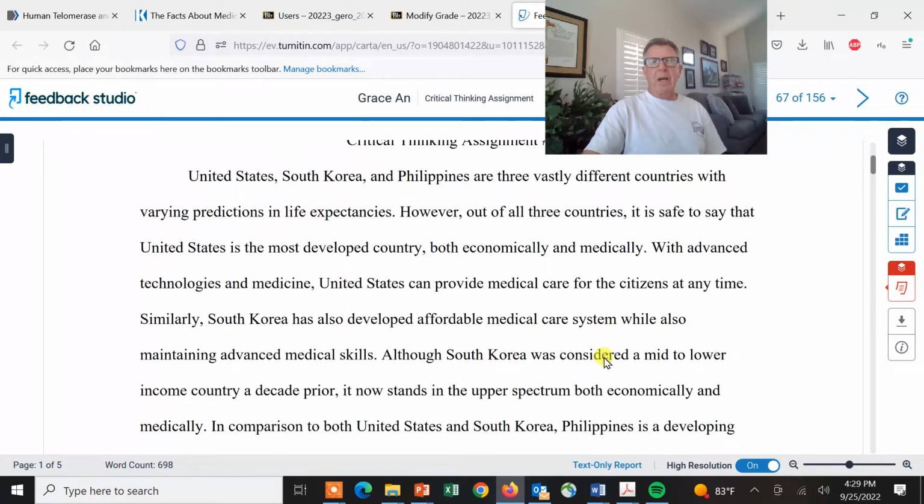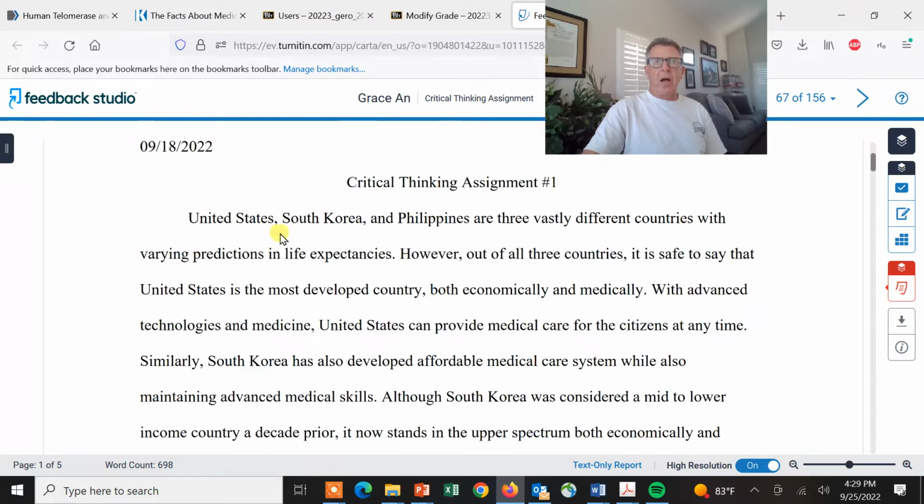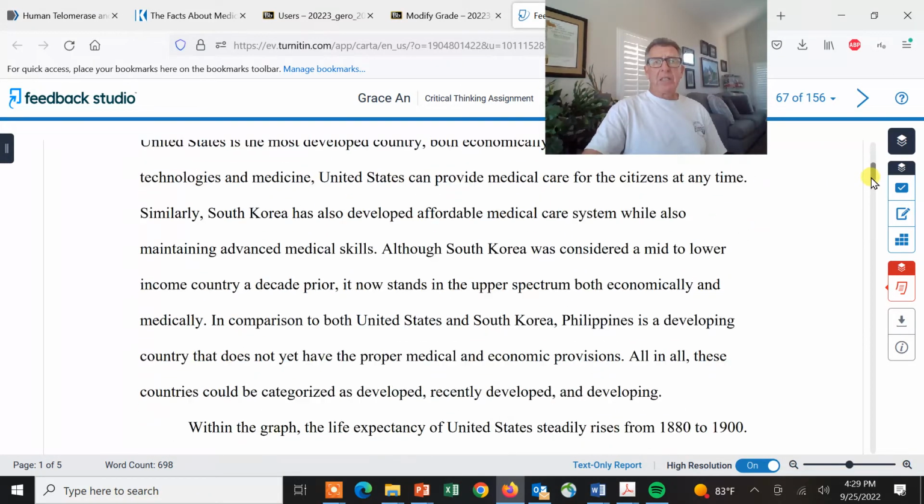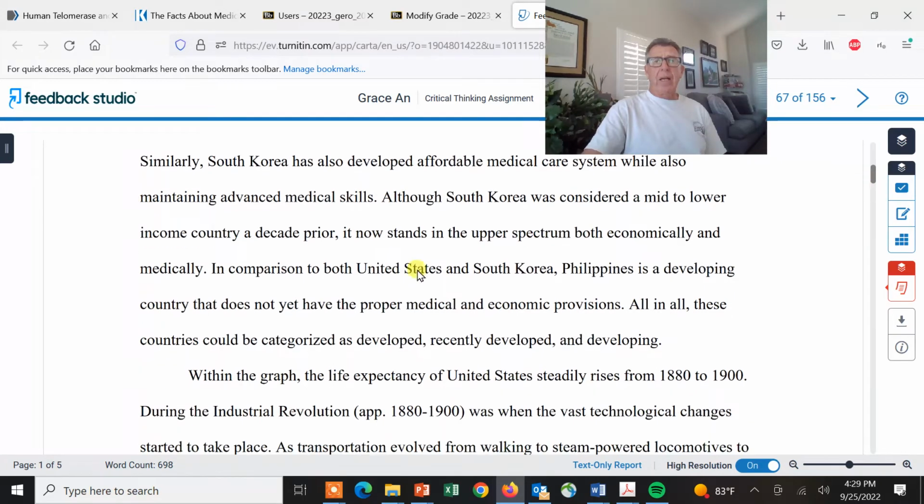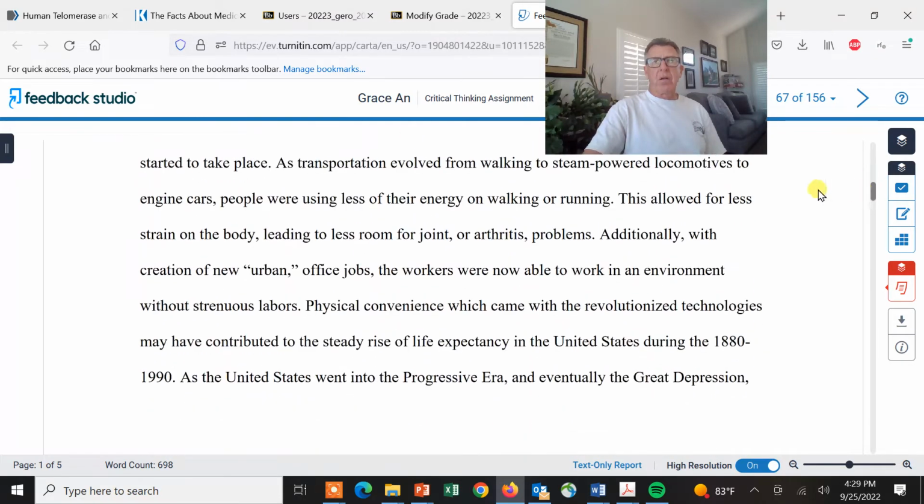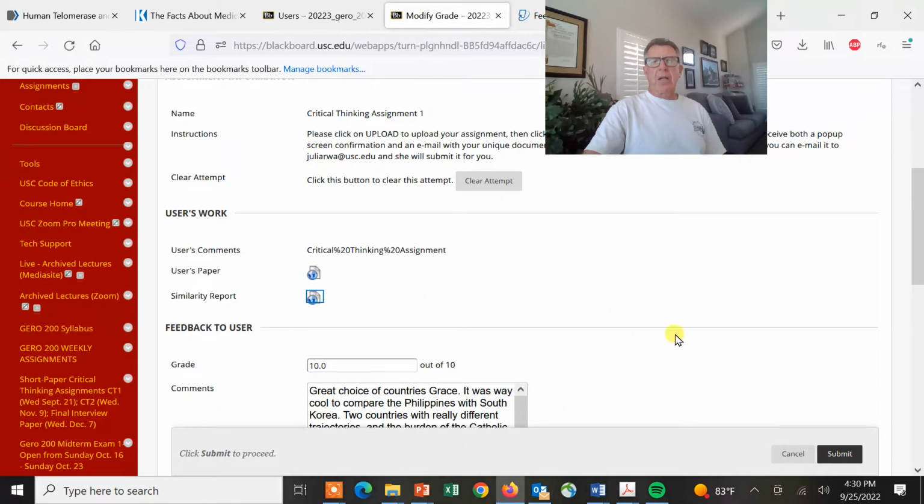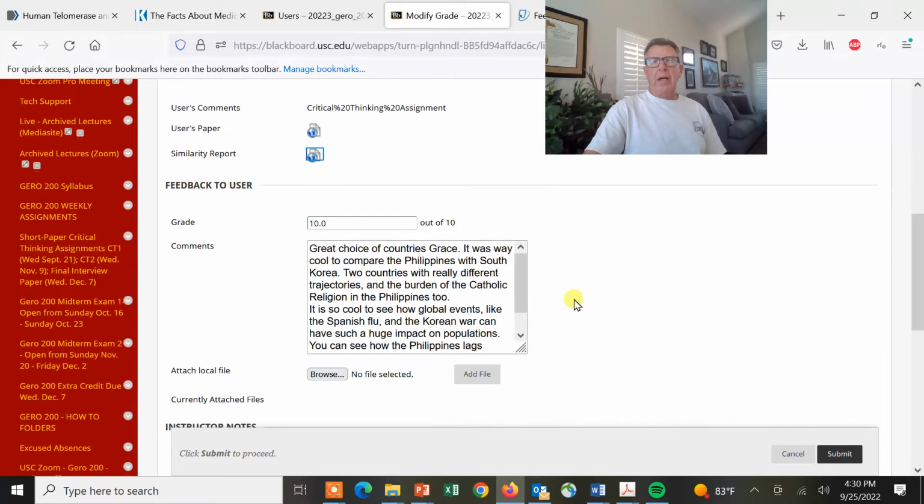Now what I do then is I just kind of go back and forth. I look at what Grace did. So she chose South Korea and the Philippines. I went through the rubric, and she gave the explanations. She looks at the trends right here. And so what I did here is then I graded.